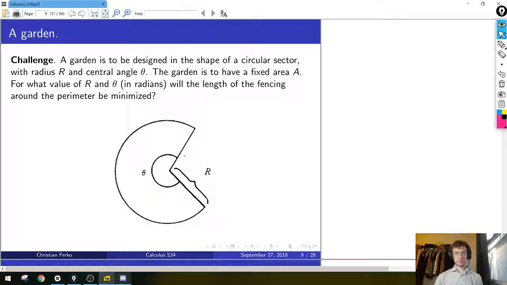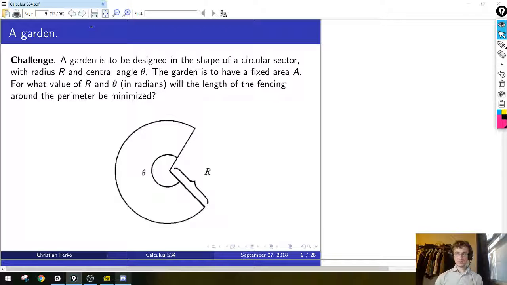Then we had this problem about a garden. The garden told you that the area had to be fixed. As we saw, that ruled out theta equals 0, because that would give you 0 area, which would contradict the fixed area. Then we were asked to minimize the perimeter, the length of the fencing, given that the area is fixed.